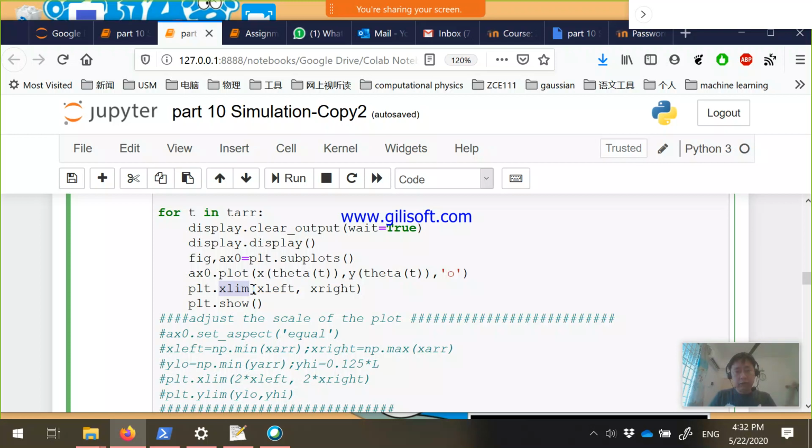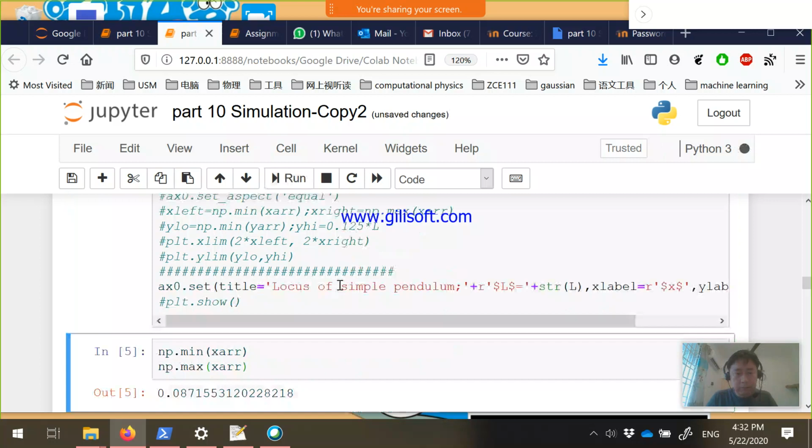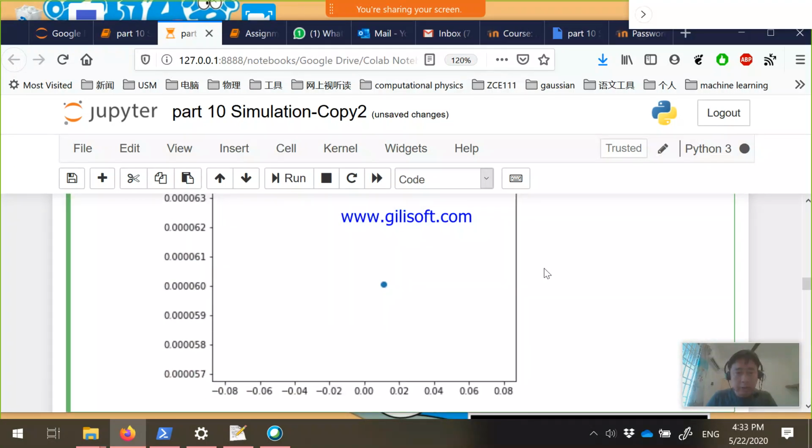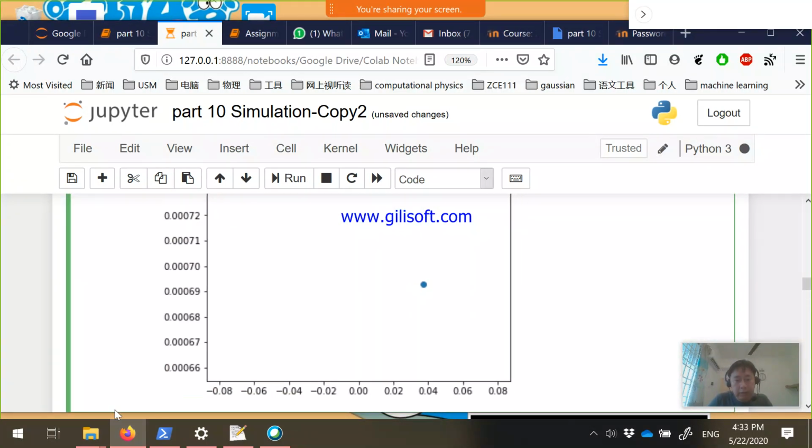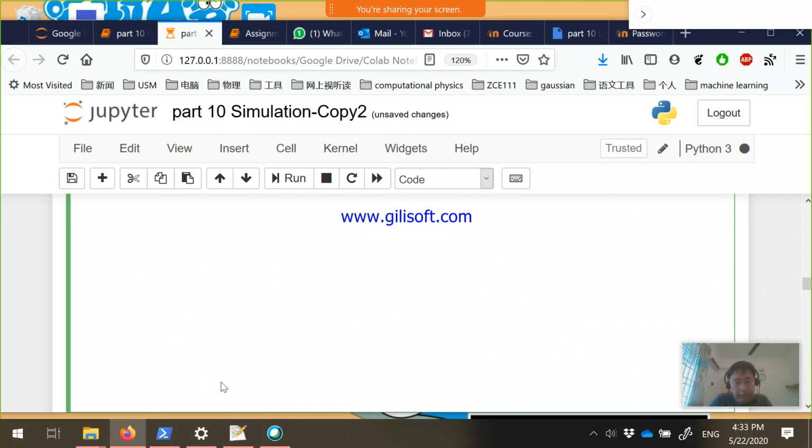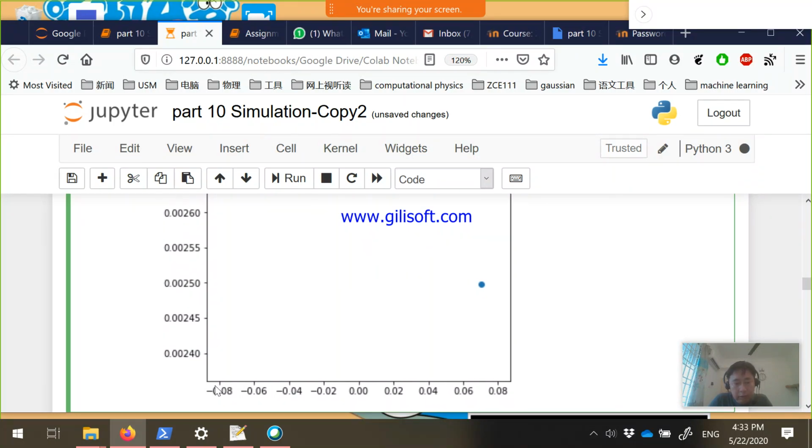So now we have fixed the limit of the x-axis to be shown, so that the x-axis will be fixed. It would not change in its range. So let me run it again. I'm not sure whether this will work. Okay, so now it looks like it's working. The x-axis that my mouse shows here is fixed. It's from minus L, x left here. This is the x right here.